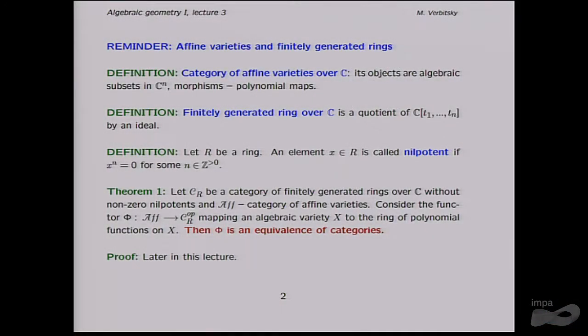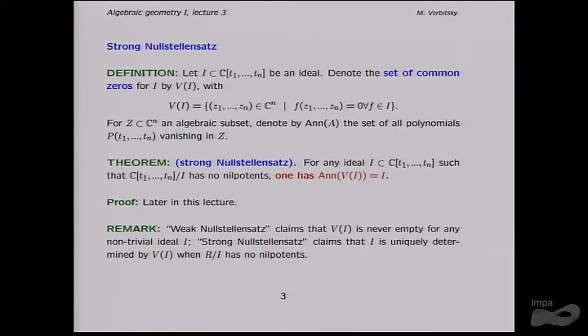More questions? I would really appreciate you asking questions, so don't feel shy. Okay. This statement, the equivalence of categories, is essentially the strong Nullstellensatz, the strong Hilbert theorem about zeros. Nullstellen is zeros, or zero set, and Satz is a theorem.